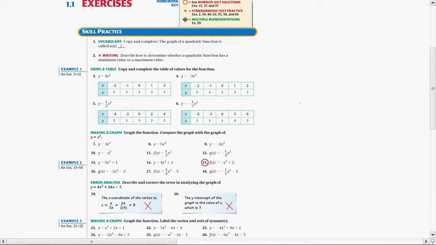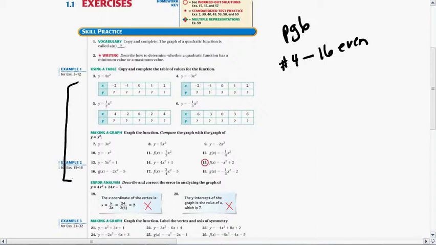Your homework tonight is to complete some problem sets in your textbook on page 6. There are some problems, numbers 4 through 16 even, and all of those right here. Probably the best way to deal with them is to complete a table of values. So make a table of values.